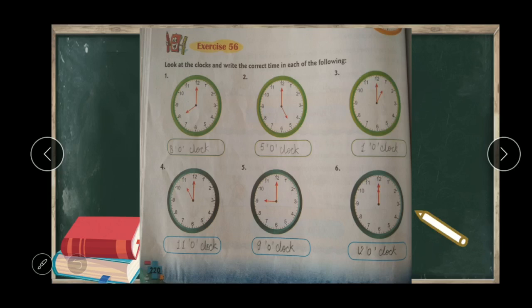So 8 o'clock. Similarly, in the second question, the minute hand is at 12 and hour hand is at 5. So 5 o'clock. Similarly for other questions also, next one will be 1 o'clock. After that 11 o'clock, then 9 o'clock, and in last 12 o'clock.